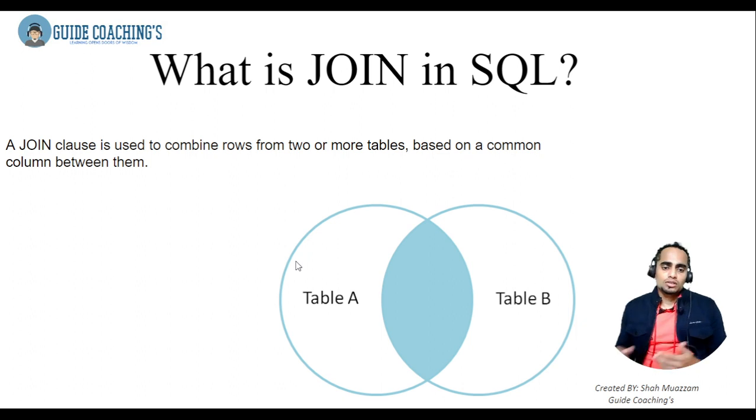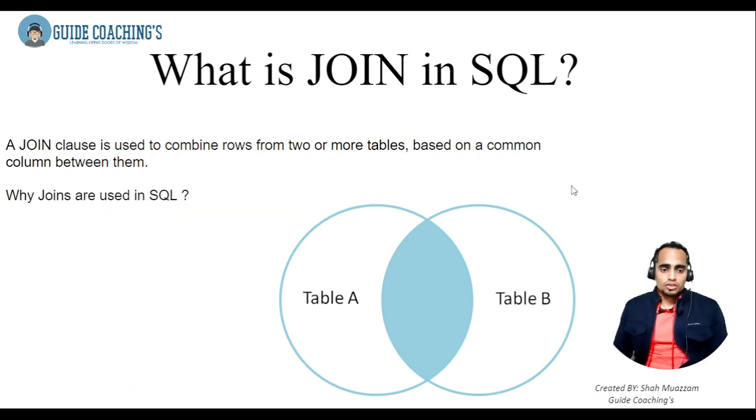A join clause is used to combine. So what is the definition of it? The definition of join is it is used to combine rows from two or more tables, as you can see here, based on a common column between them. So we have a common column between table A and table B, and we will be joining on the basis of that particular column.